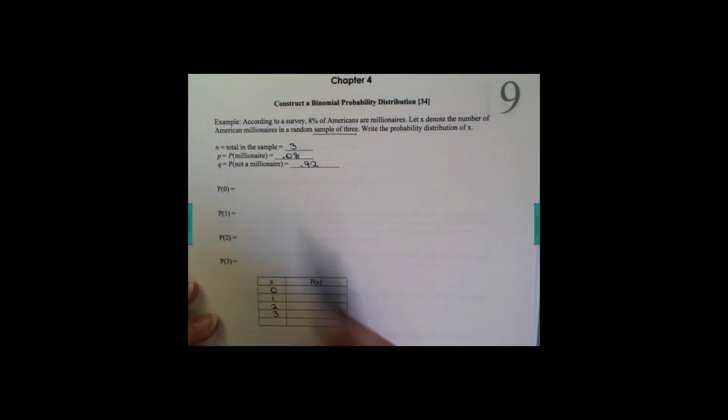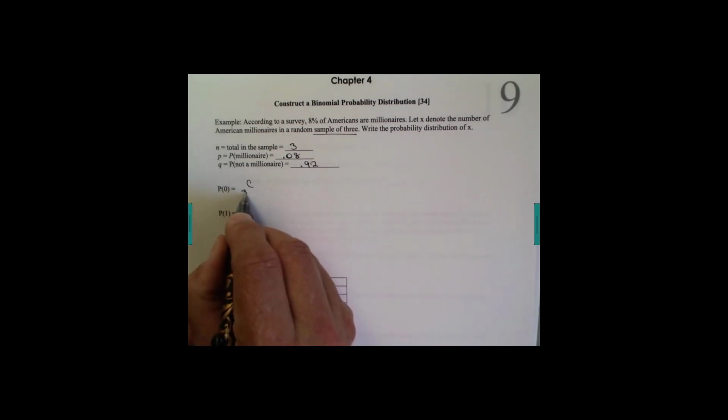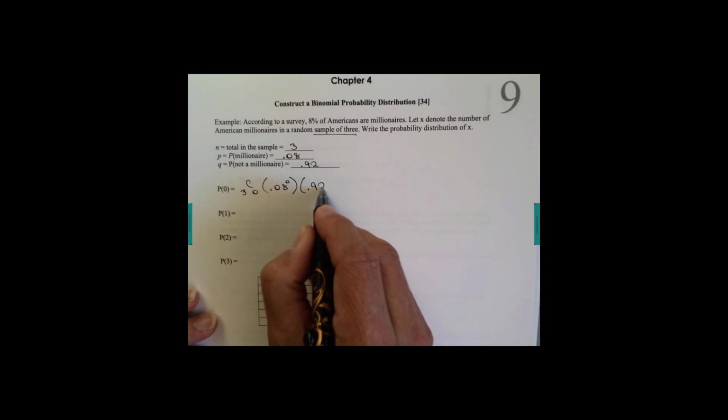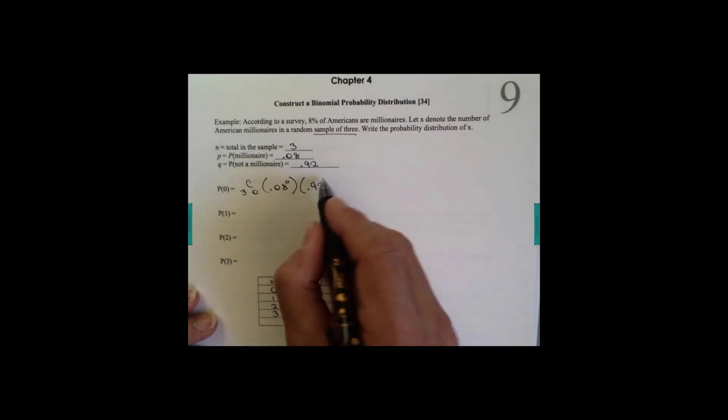Well, I can calculate them. The probability of 0 would be out of 3 things, I would take 0 at a time, and then I'm going to say P, which is 0.08, raised to the power of X, times Q, which is 0.92, raised to the power of n minus x, which is 3, and I would do that calculation in my calculator. And then I would say probability of 1. Well, this is going to be out of 3 things, take 1 at a time. Let's just fill this chart in. Out of 3 things, I'm going to take 2 at a time. Out of 3 things, I'm going to take 3 at a time.